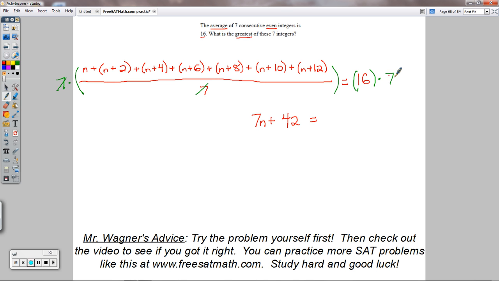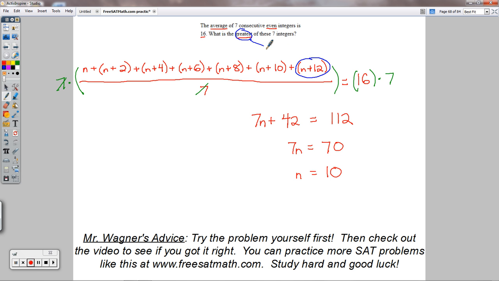And then 16 times 7, that would be 112. So from there, subtract 42 from both sides. You're left with 7n equals 70. Divide both sides by 7, and you have n equals 10. You might be tempted to say, that's it, that's my final answer, but that is the first of these 7 consecutive integers. We're trying to find the greatest of these, which would be this one right here.